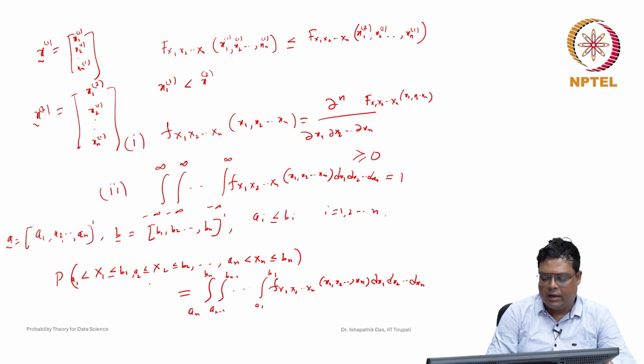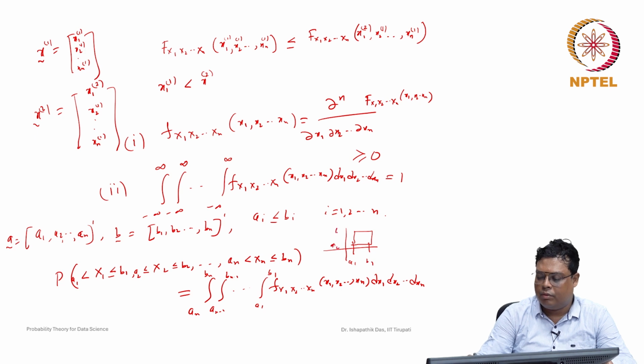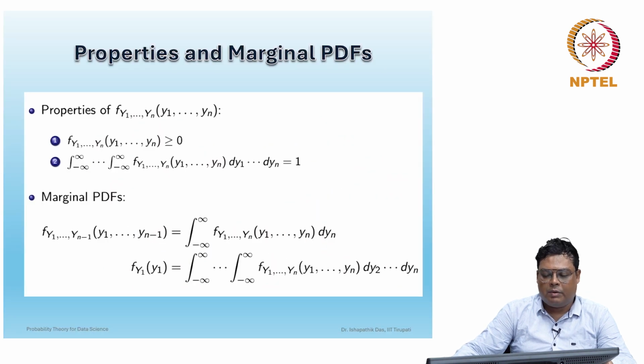In this way we can find the probability in a rectangle. Here it is an n-dimensional box, like a cube in 3 dimensions. We can represent it graphically, and in the two-dimensional case it is like a rectangle, from A1 to B1 and A2 to B2. So this is the probability inside this region, which we discussed in the bivariate case. So these are some of the properties.